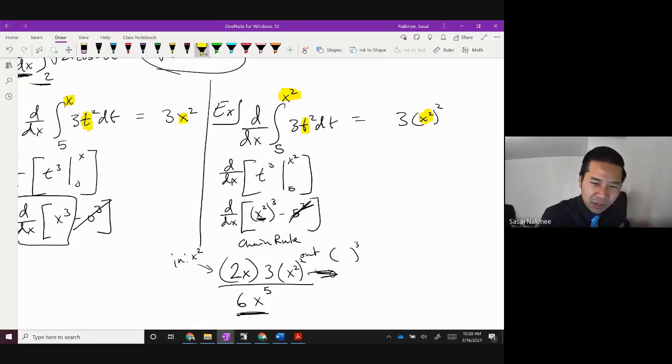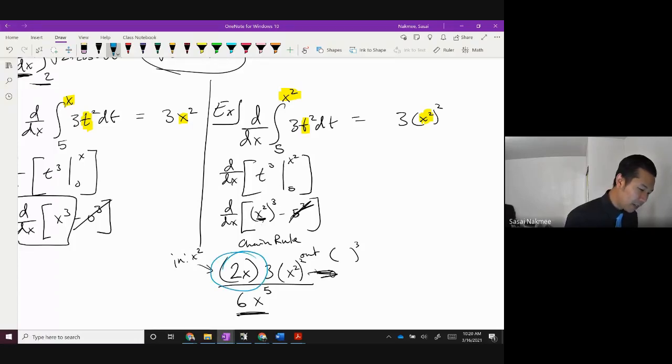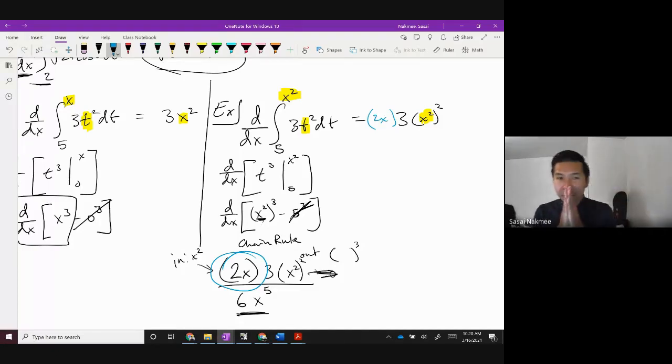It looks very similar to it, doesn't it? But there's another factor that I have in front of it. Do you guys see that other factor that I have in front? That other factor that I have in front is 2x. What do you notice about the 2x? What can somebody tell me? What's the connection with that 2x that we have there? What do you think that is?